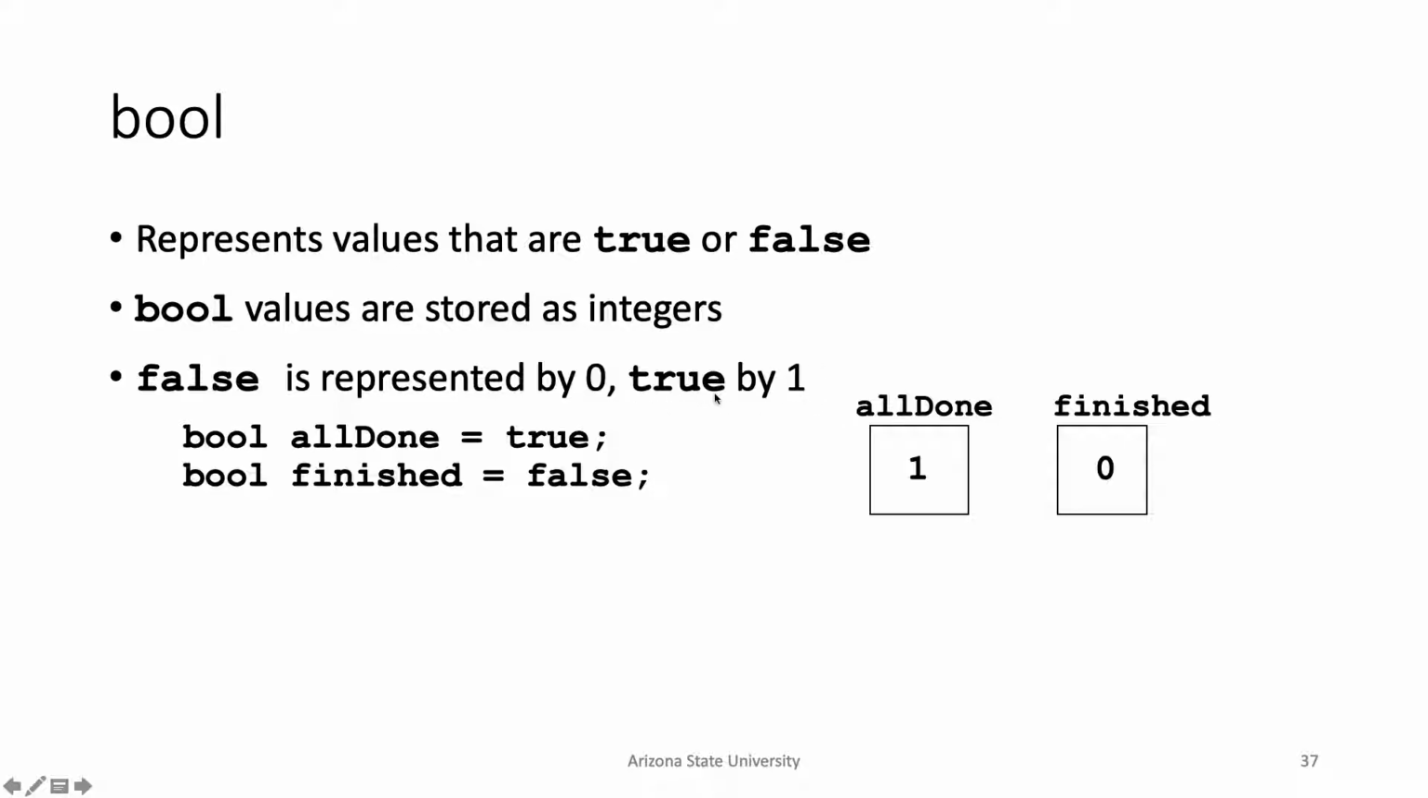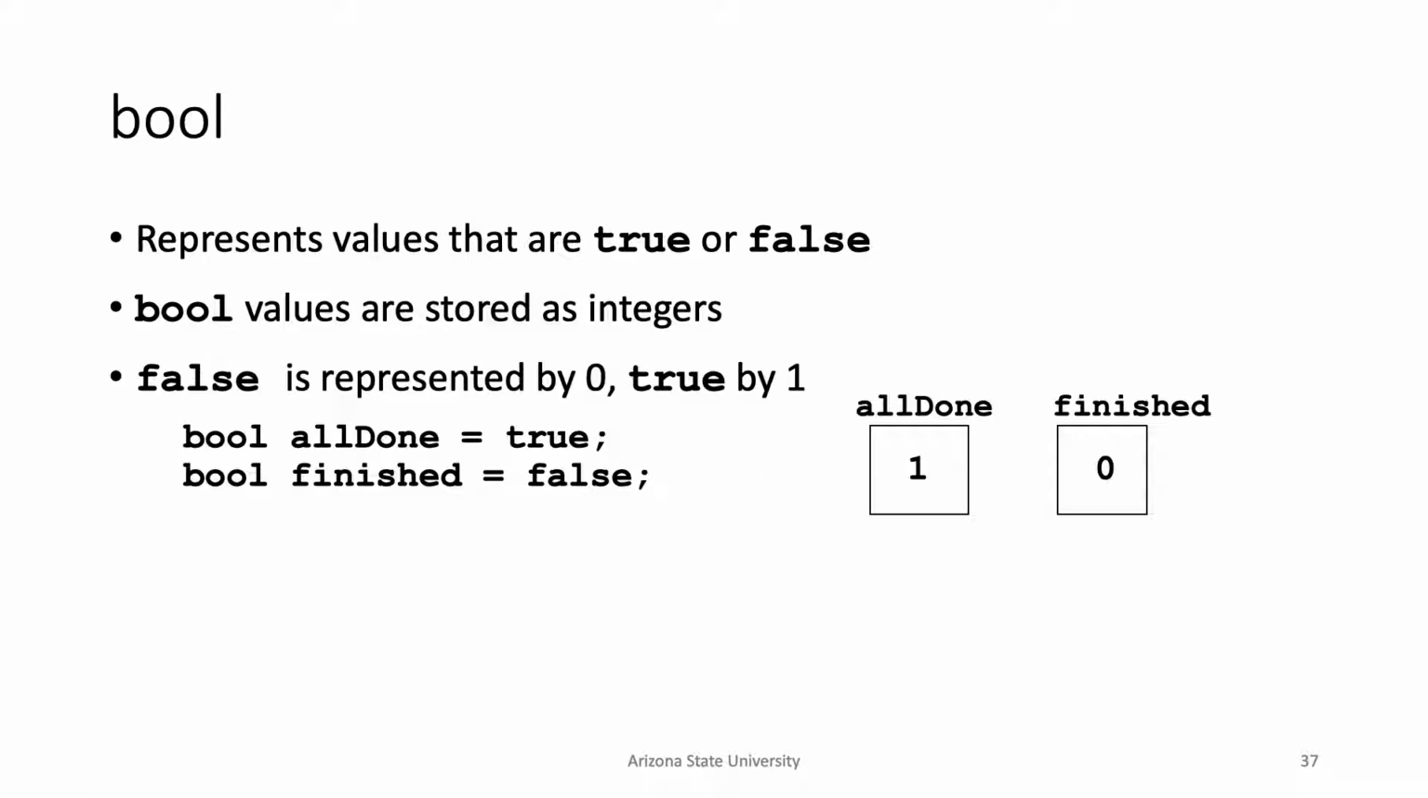But since C++ is more user-friendly than a lower-level language might be, we actually use the keywords true and false. We don't actually write 0 and 1 because it's a lot easier to read. So I could have said bool all done equals 1, and bool all finished equals 0. I could have done that, but I can just say true and false here. This is a lot cleaner and easier to understand.